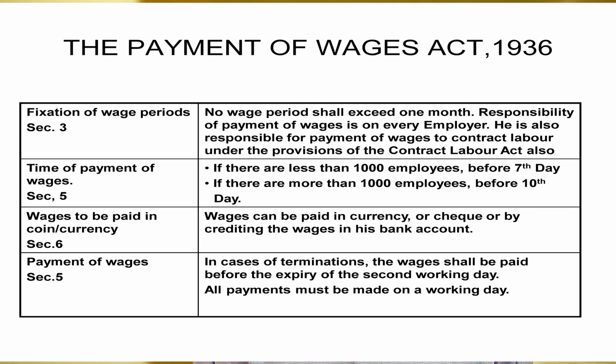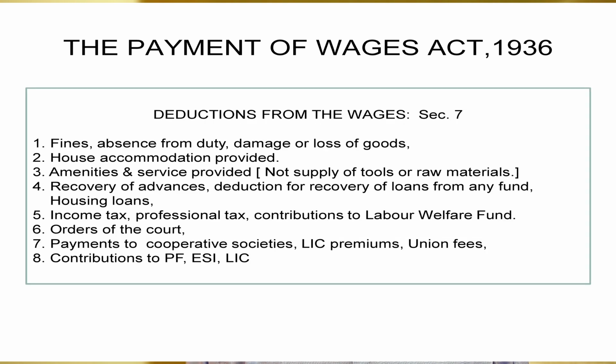Then contribution to payments to cooperative societies and contribution to PF, ESI, LIC. These are the authorized deductions permissible under section 7. So any deduction other than this amounts to a deduction not authorized by law, and this may lead to complications, etc.